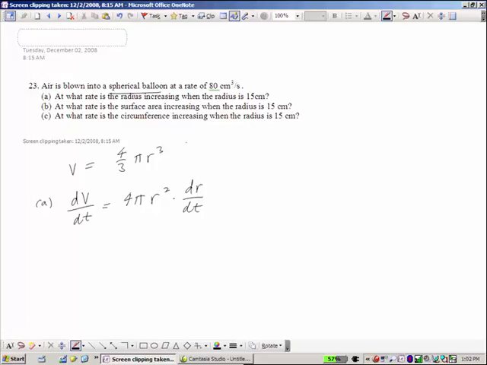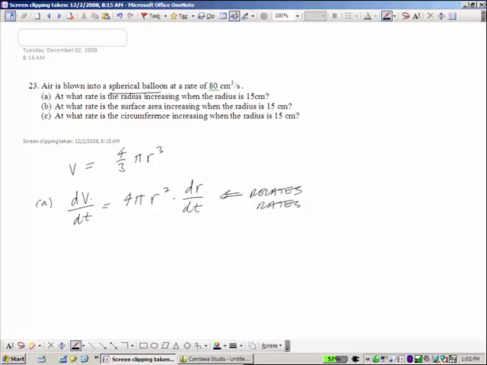Asa? I don't know if you're excited, but 4/3 pi r cubed is the volume of a sphere, and 4 pi r squared is the surface area of a sphere. Okay? You now have an equation that relates the rates. Once the rates are related, now we can start plugging things in.